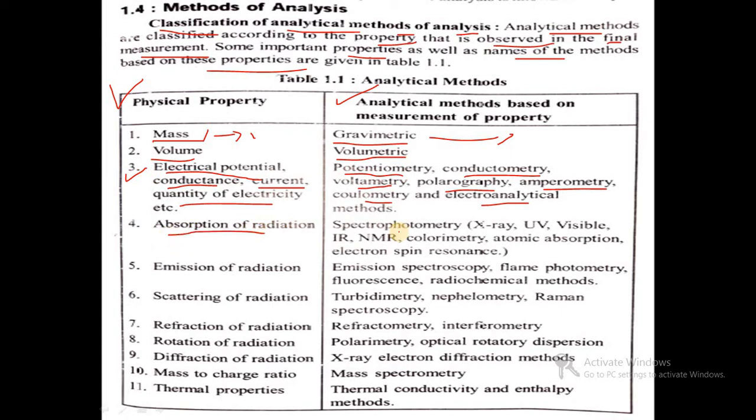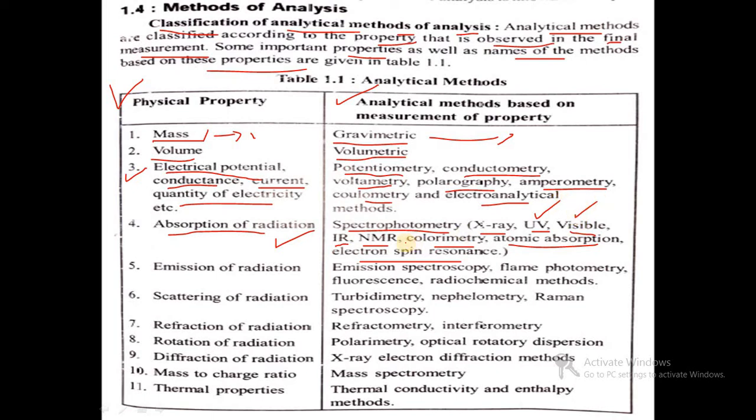Then absorption of radiation. So spectrophotometry, in which there are X-ray technique, UV technique. UV means ultraviolet radiation, visible, IR, NMR, colorimetry, atomic absorption, electron spin resonance, ESR technique. So in the case of spectrophotometry, absorption of radiation takes place. By using X-ray radiation we can determine structure. By using ultraviolet we can determine lambda max, the wavelength of absorption.